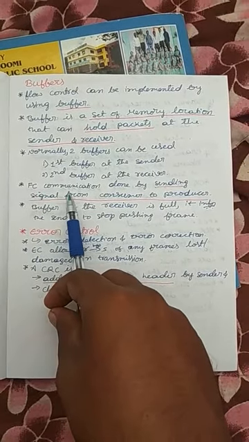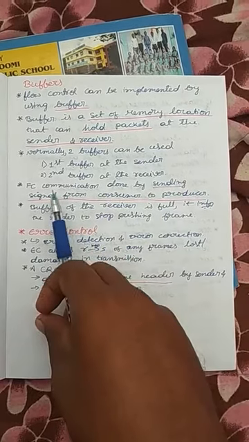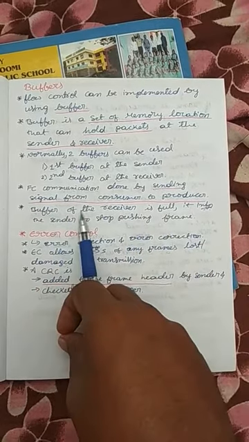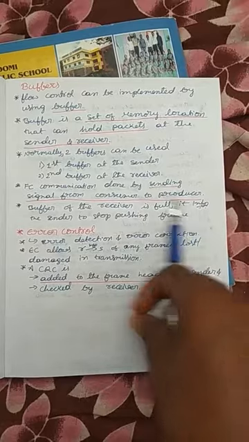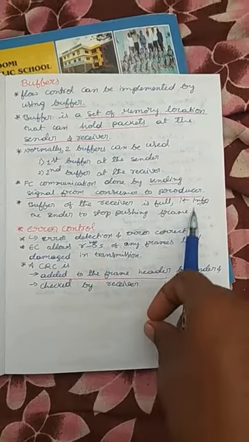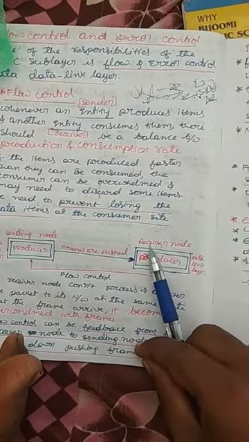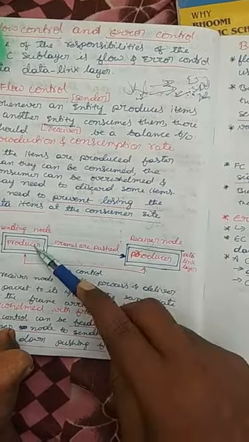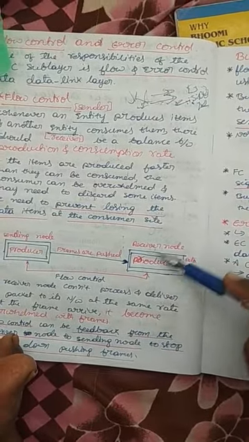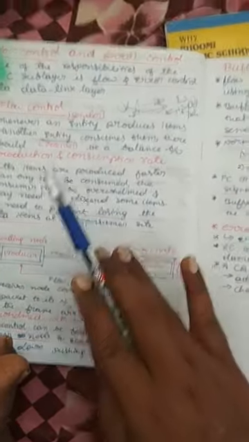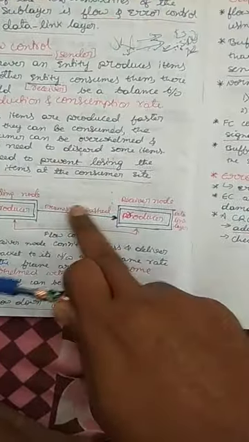Flow control: communication is done by sending a signal from consumer to producer. When the buffer of the receiver is full, it informs the sender to stop pushing frames. Means the receiver will give the information to the sender that there is no place for the pushing frames. Please stop the pushing frames. That is the end of this flow control.